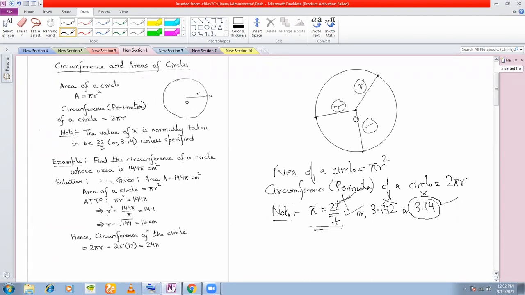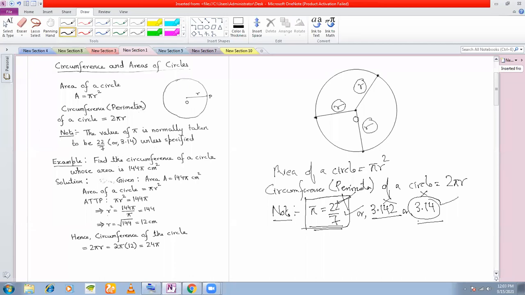Yes, sir. But if nothing is mentioned, then you can take the value of pi to be 22/7. If nothing is mentioned, you can take these also, depending on the convenience of calculation. Normally we work with fractions, 22/7, because calculation with the help of fractions is a little easier. That is why if nothing is mentioned, you take the value of pi as 22/7.